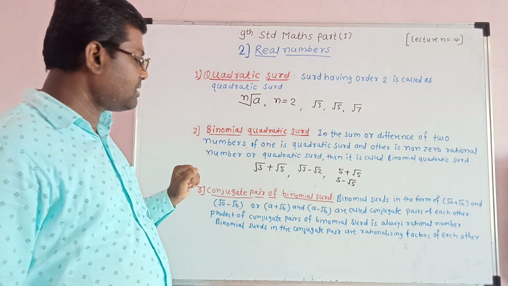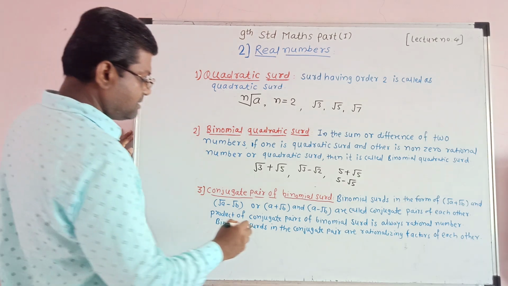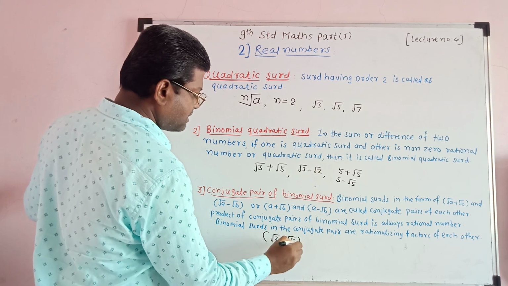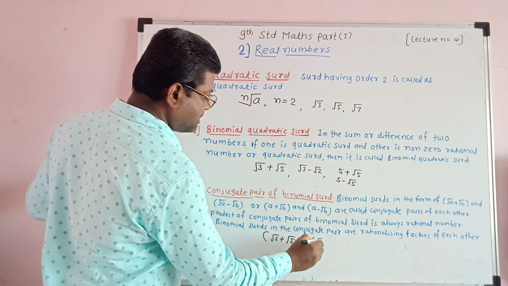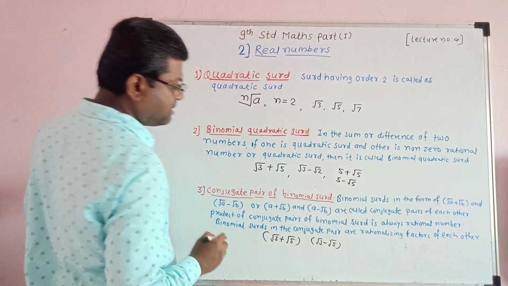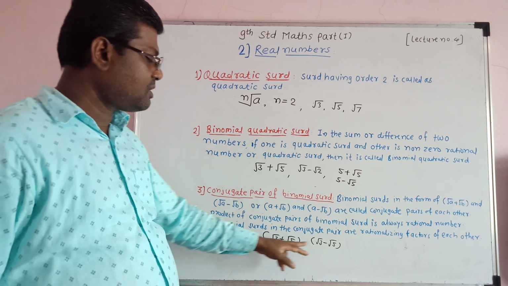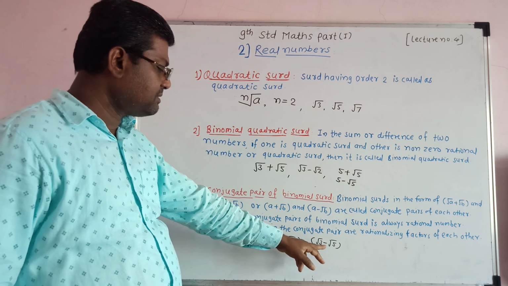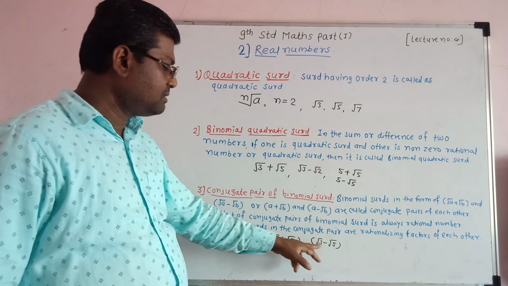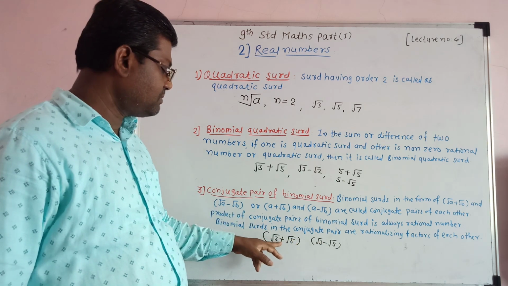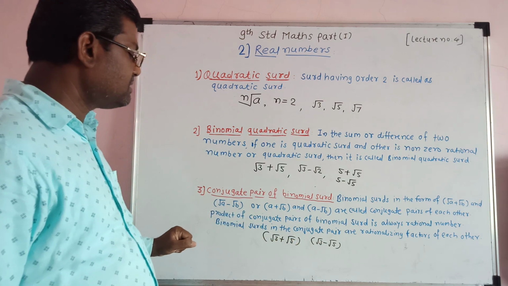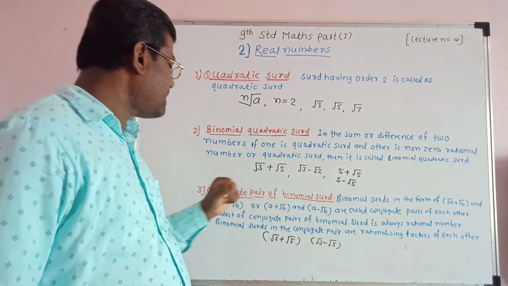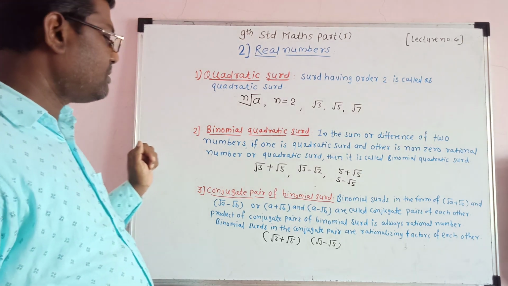Now, conjugate pair of binomial surd. Take the example root 3 plus root 5 and another is root 3 minus root 5. These are called conjugate pairs of binomial surds. Here is a difference between signs. Here is a minus sign between these two quadratic surds and here is a plus sign between these two quadratic surds. Numbers are the same but the sign is different. Then such pairs are called a conjugate pair of binomial surd.